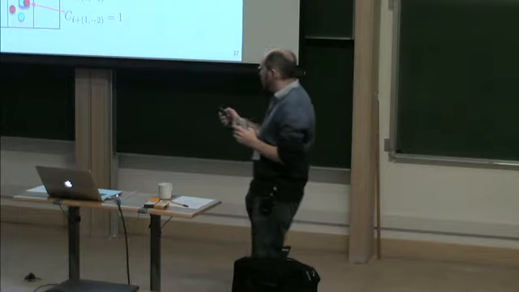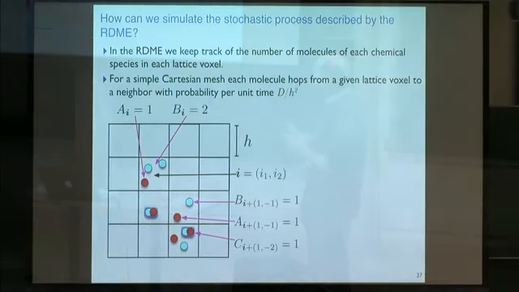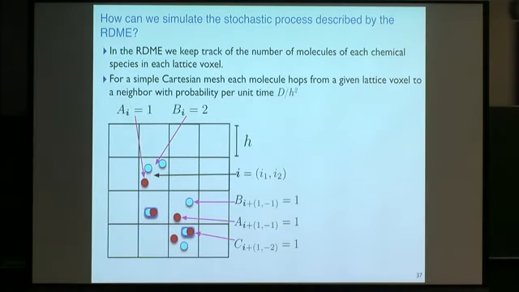So the last model that I was going to mention was the RDME. In the RDME, we keep track of the total number of molecules of each chemical species in each lattice site. That's what I had said earlier. Again, the molecules hop around on the lattice. So here I have 1 A and 2 B in location i, and in location i plus 1 I have 1 A, 1 B, and so on.